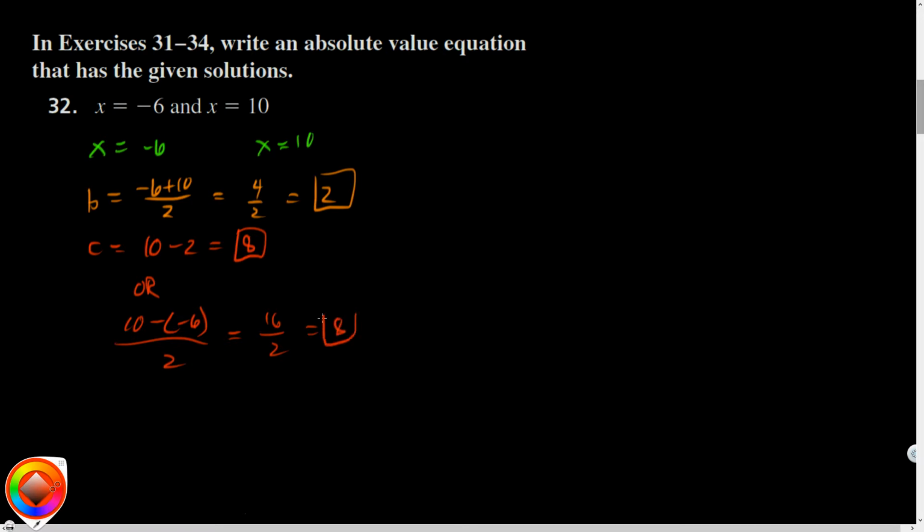Notice also 8. So when I'm writing my equation, the absolute value of x minus Bravo equals Charlie, what's going to go here? 2. So notice this is a positive 2, but in my equation it would be a negative 2 and equals 8. And the Charlie is always going to be positive because it's a distance, okay?